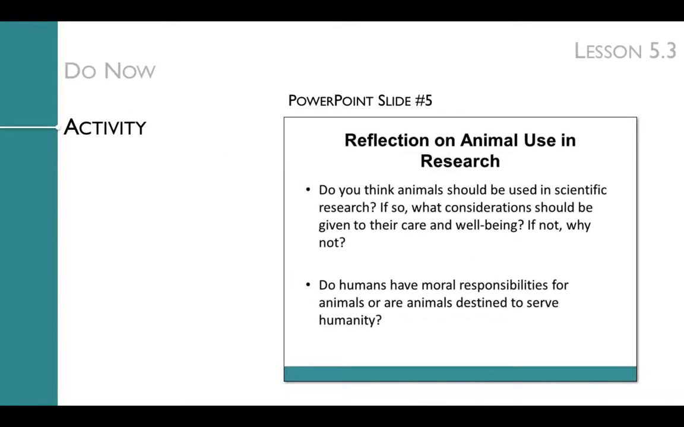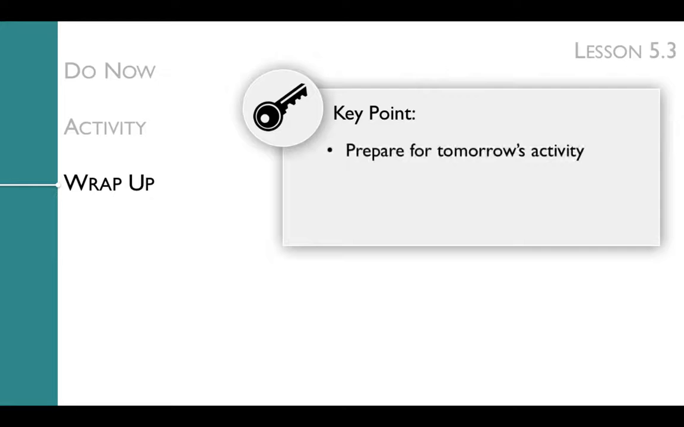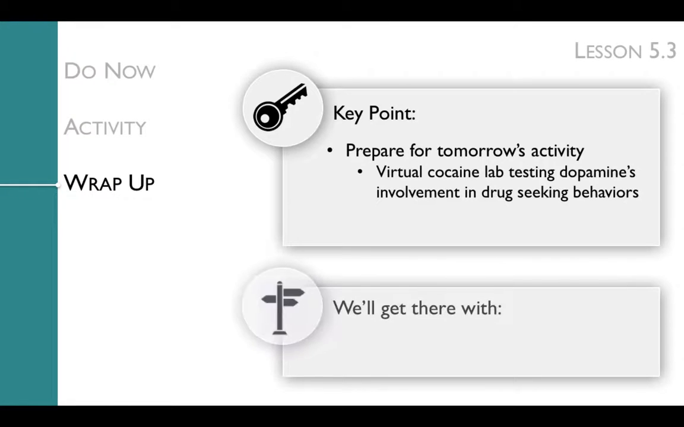After the student groups have presented their perspective's view on animal use in scientific research, you use the questions on slide 5 to allow students time to reflect on what they believe. Since we're now switching to discuss students' beliefs, this part of the lesson works well as a journal reflection. The key point of the wrap-up is to prepare for tomorrow's activity, a virtual cocaine lab testing dopamine's involvement in drug-seeking behaviors. We'll get to this key point with a Socratic discussion.